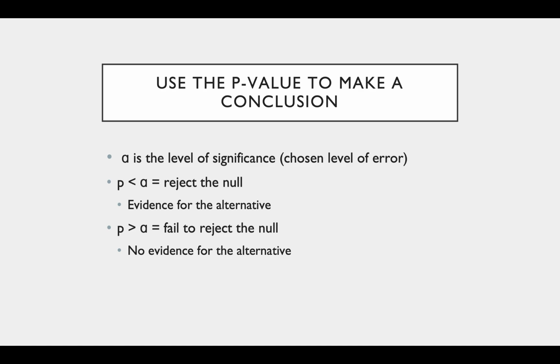If p is greater than alpha, we fail to reject the null. This means there's no evidence that there was a difference. We can never accept the null because we're not testing the null, we're testing the alternative. So we just say there's no evidence for the alternative.